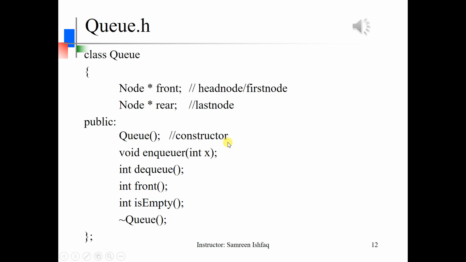And member functions, we need constructor and destructor. I'm not going to define constructor. Void enqueue, int dequeue, int front, and int isEmpty. We don't need isFull function because in the case of linked list, queue will never become full.